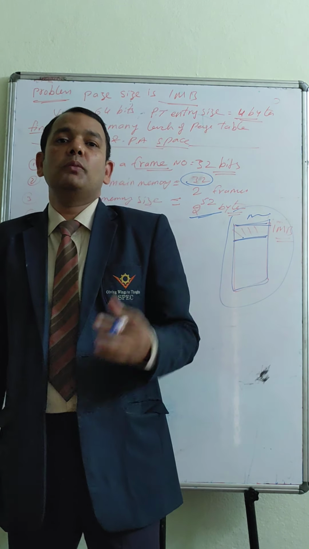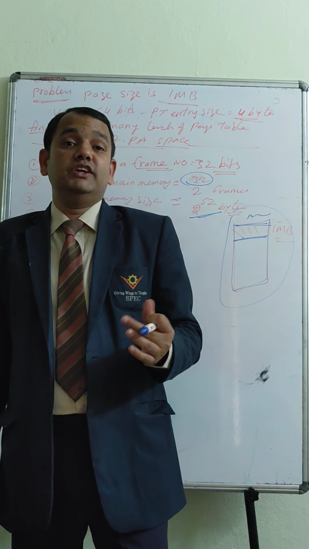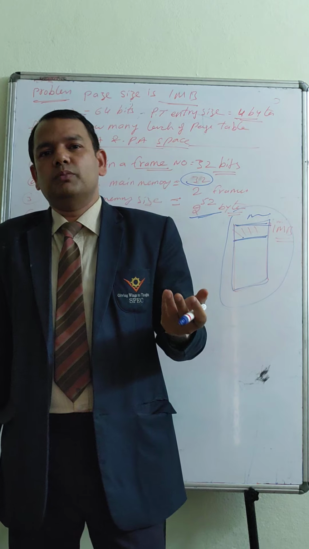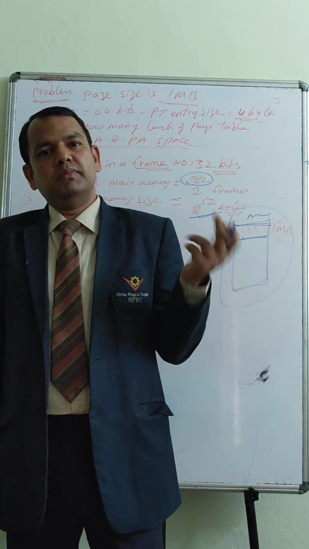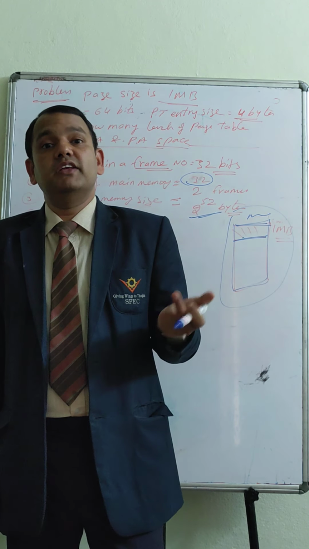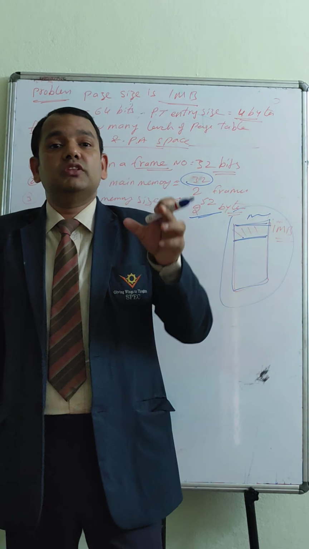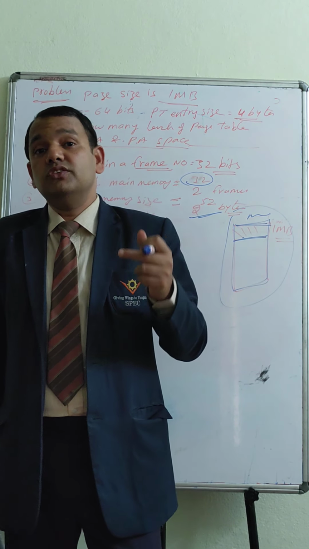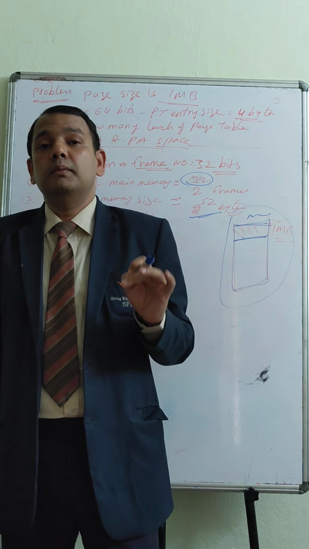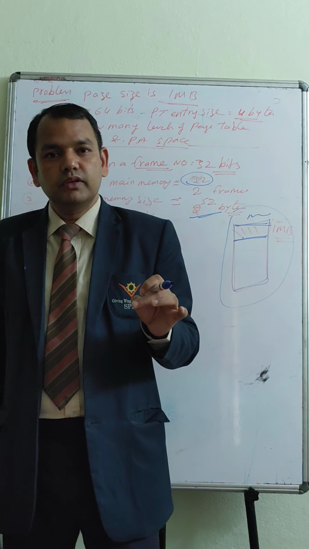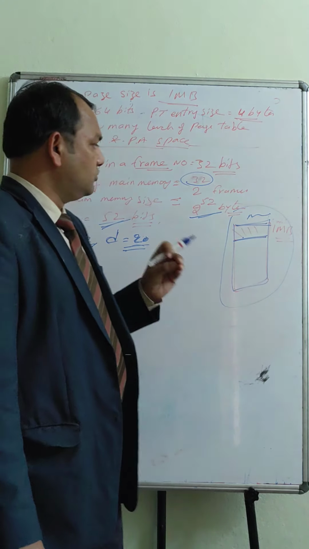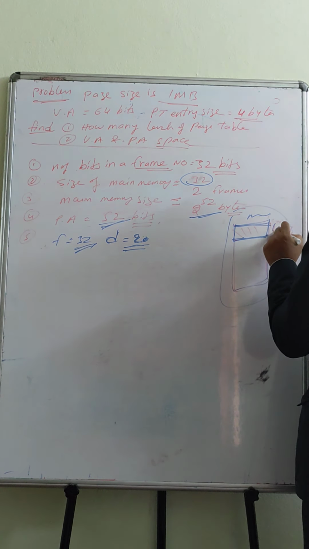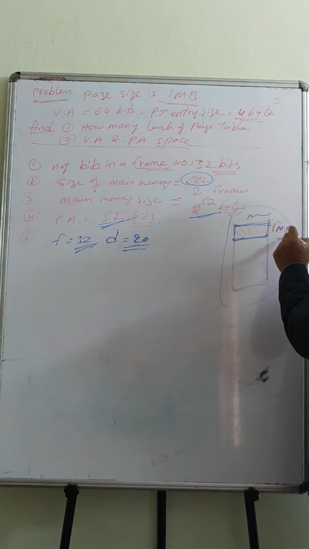Secondary memory: how many pages does the process need? What is the process size? How many pages does a process need? From that, we will calculate the page table. How many entries are in the page table? Each entry needs how many bytes? From this information, we will get the page table size. That page table size we will check whether it fits in the 1 MB frame size or not.